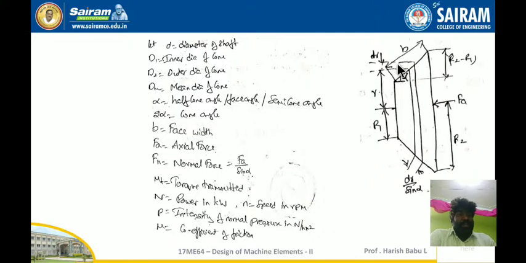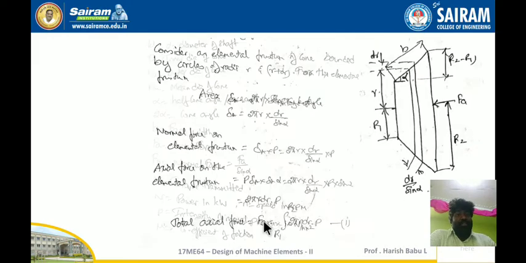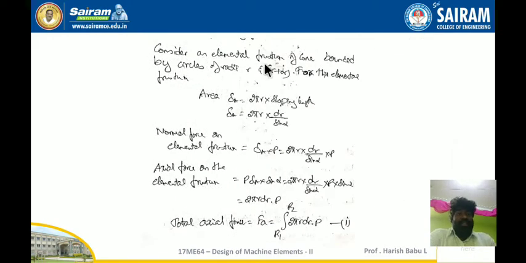b will be the face width of the cone. FA will be the axial force. Fn will be the normal force, given by FA divided by sin alpha. MT is the torque transmitted, N is the power in kilowatts, small n is the speed in RPM, p is the pressure intensity acting on the frictional surface, and mu is the coefficient of friction.